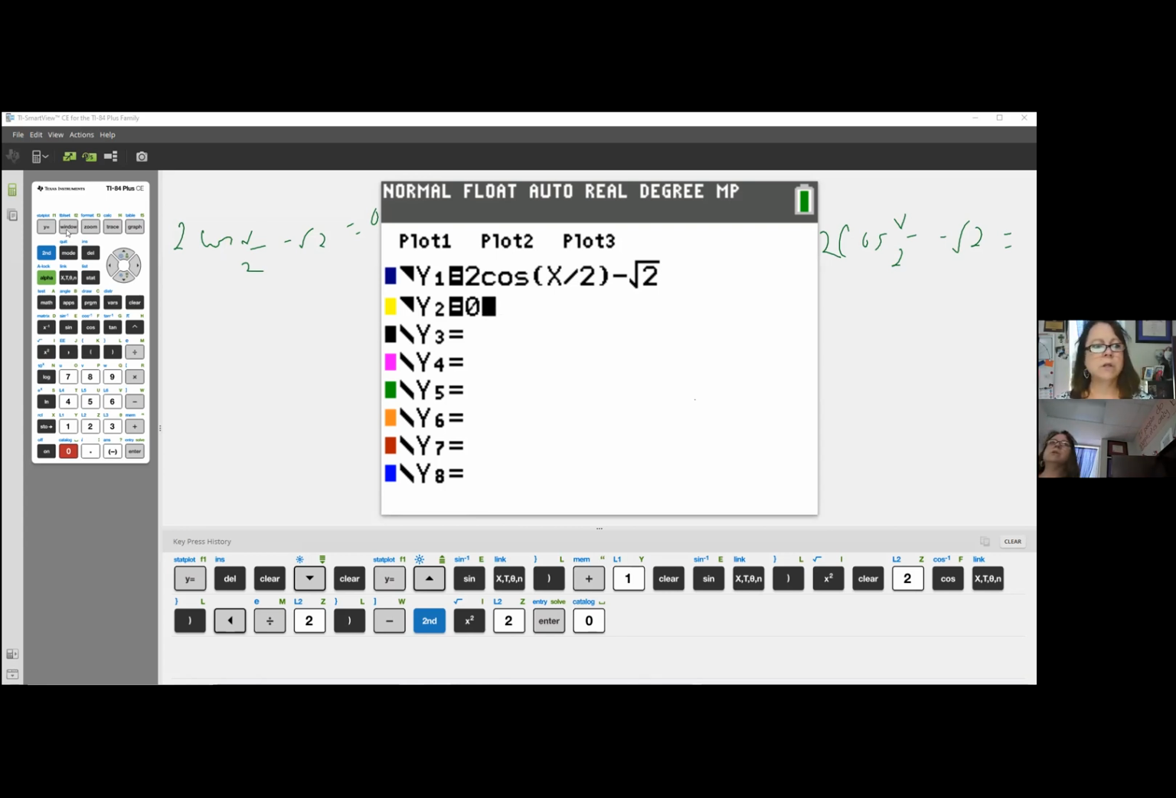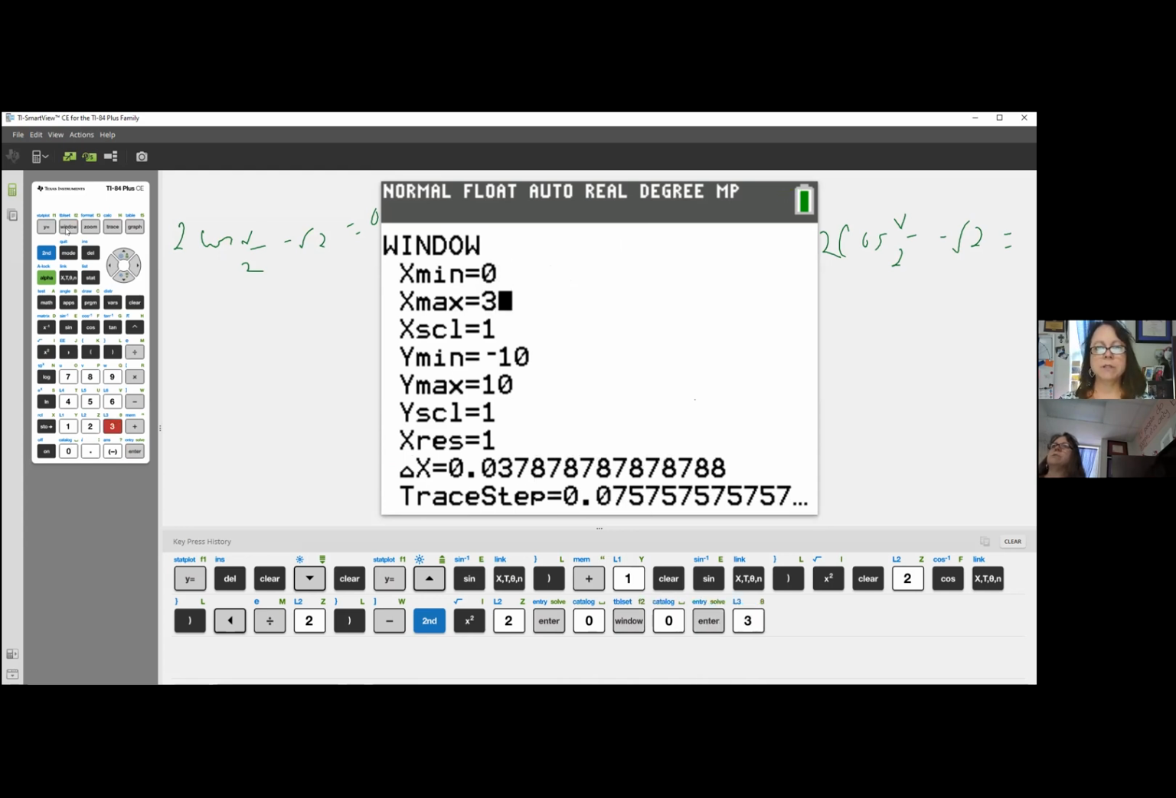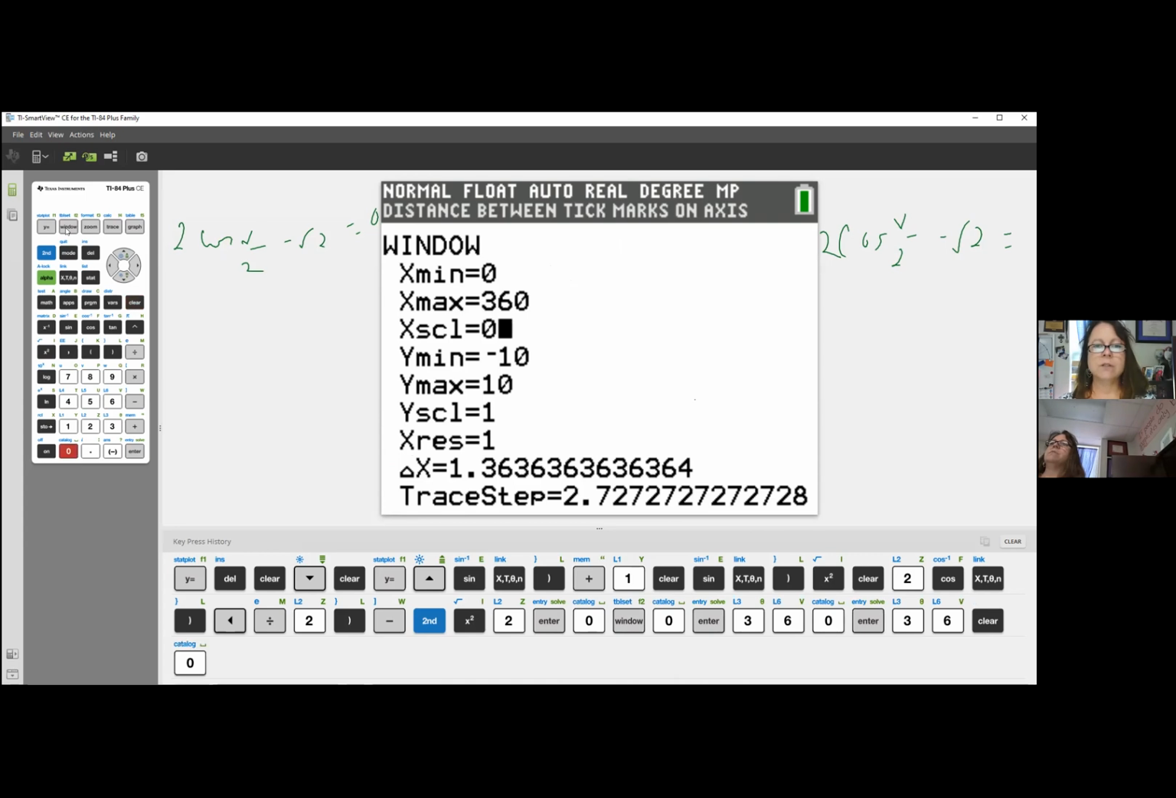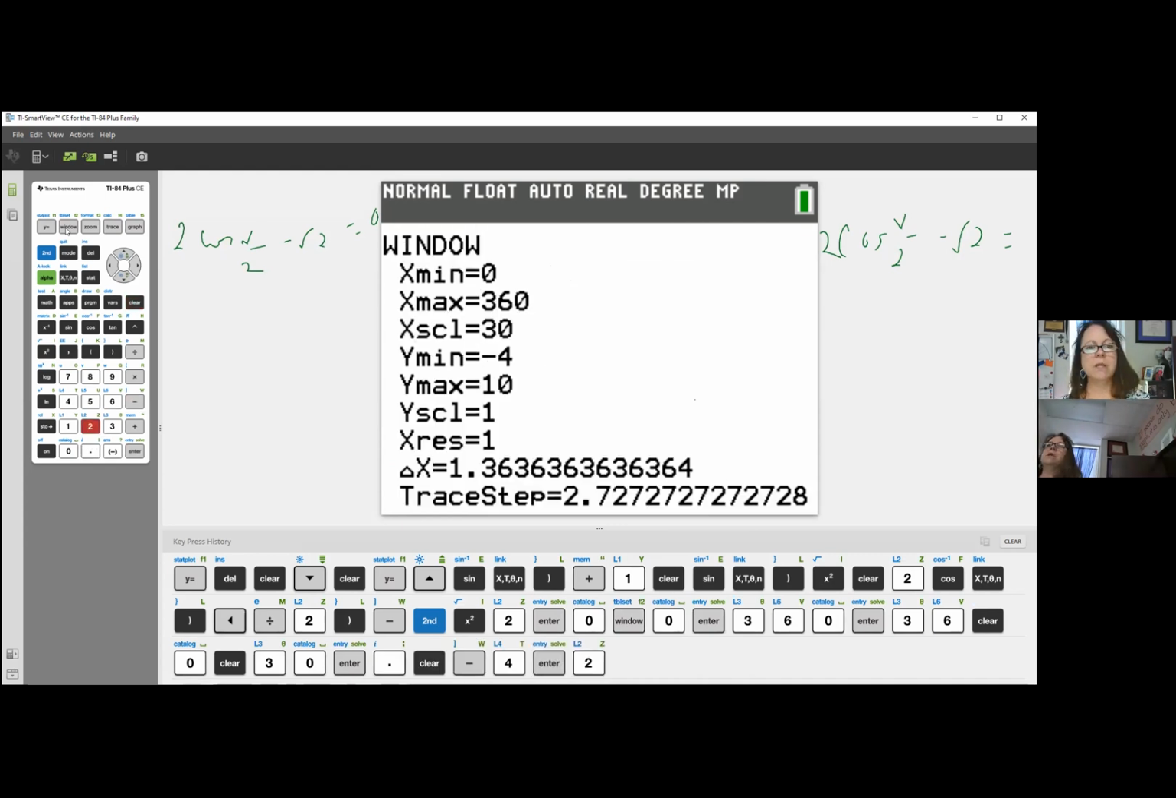So I'm going to go to my window at this point. I'm going to make this 0 to 360 degrees and count by 30 degrees at a time. So it's going to be 0 to 360, count by 30 degrees. I'm going to go negative 4 to 4.